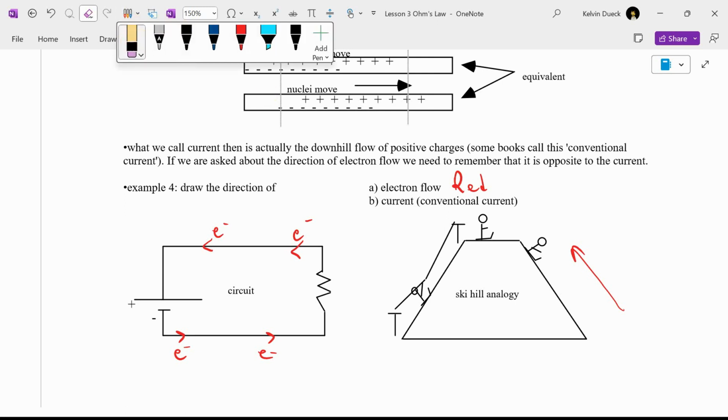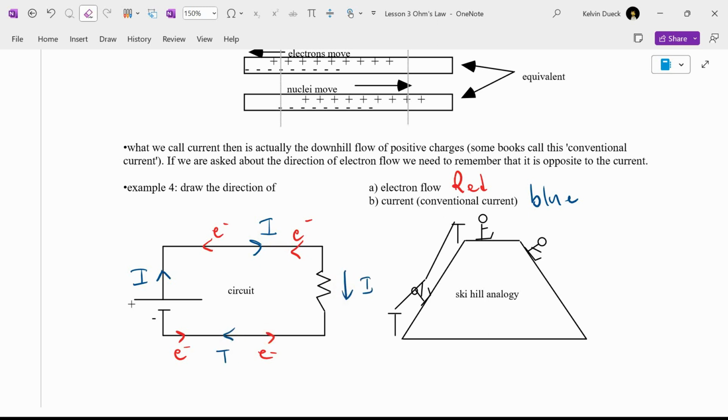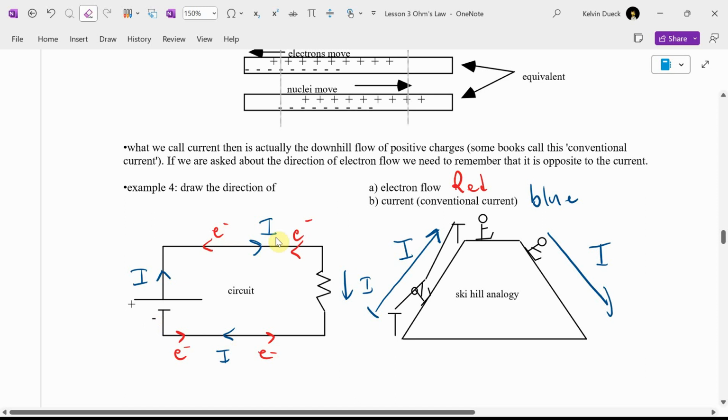So instead, we're going to talk about conventional current. Conventional current, Jesse, I'm going to do in blue. And conventional current is from positive downhill through the resistor. In other words, conventional current goes this way, up the ski ramp, up the ski lift, and then that way down the ski run. You gain energy, you lose energy. That makes way more sense. You gain voltage, you lose voltage. This might make a nice multiple choice question, just saying.